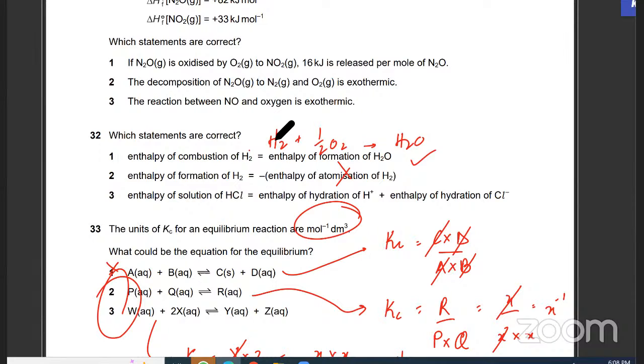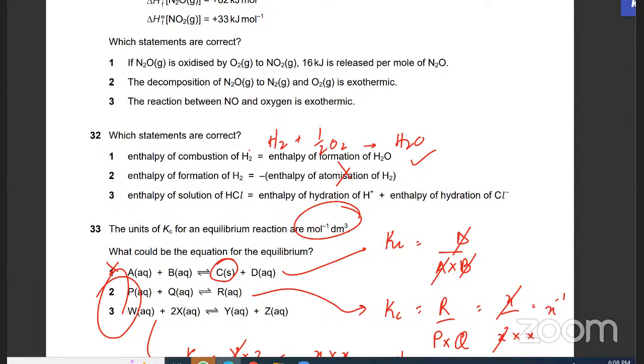Carbon is solid. The C is solid. Okay, just remember that. I mean, you have to keep your eye open for this. Okay? Just make sure you don't write solids in the expression.